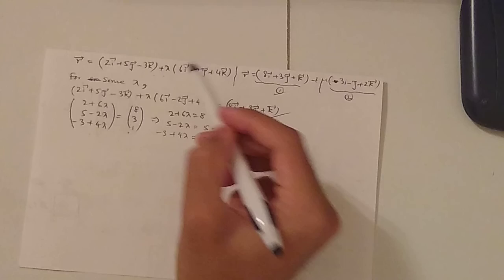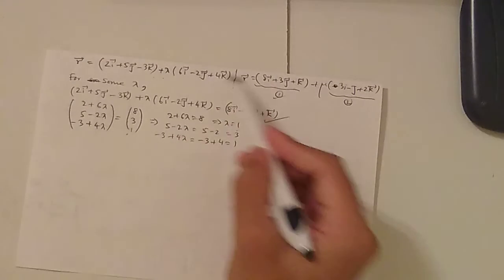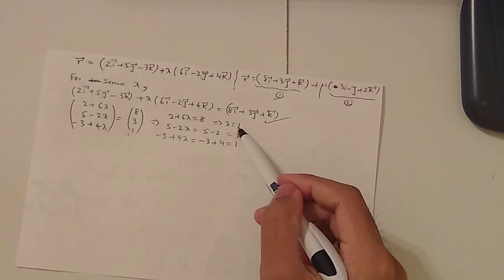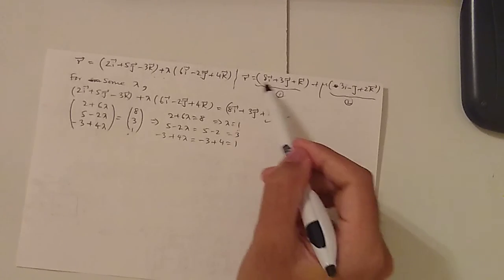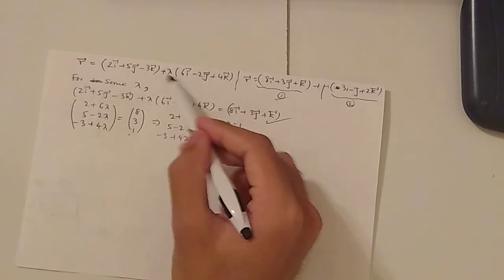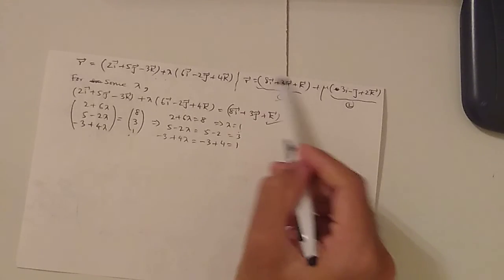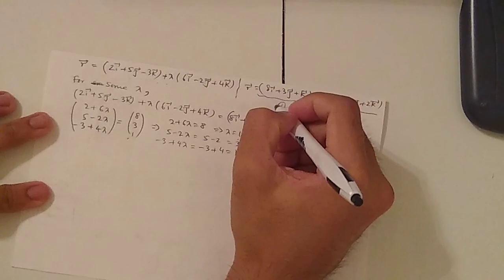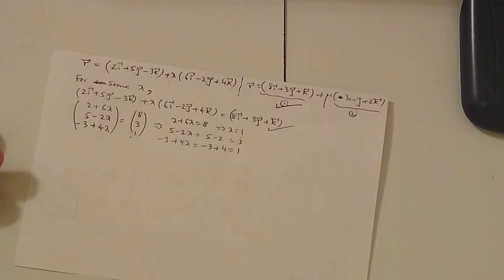So this point lies on the line. We found it out by finding a value of lambda that satisfies this particular equation. Here lambda equals 1 satisfies the equation. When lambda equals 1, r in this equation is equal to this particular point, 8i plus 3j plus k. So therefore this point lies on the line, and therefore the first part is proven.